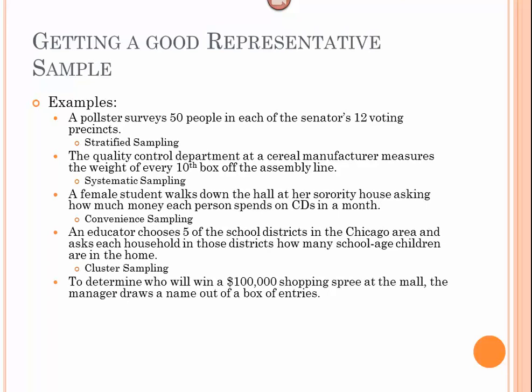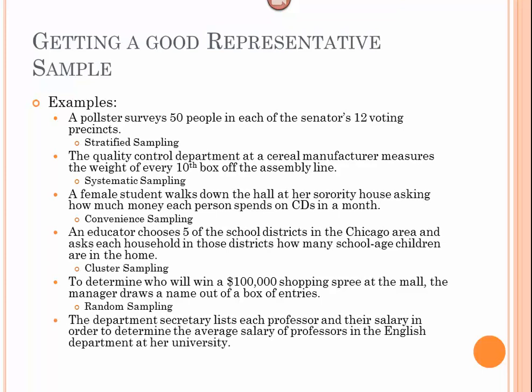To determine who will win a $100,000 shopping spree at the mall, the manager draws a name out of a box of entries. This would be an example of simple random sampling. Again, names in a hat.